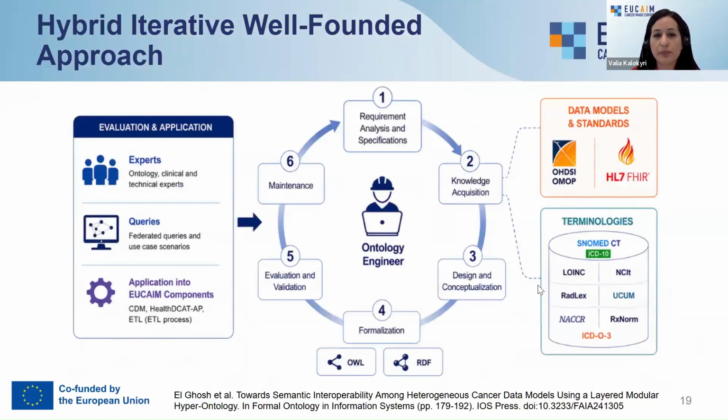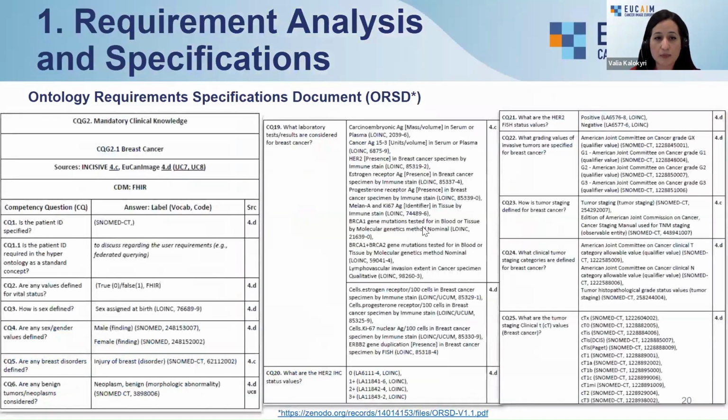Now let's see how we actually built that ontology. As we said, we followed a hybrid iterative approach. You see here the steps. First, requirement analysis and specifications, what we always do in software engineering. Second, knowledge acquisition. Third, the design and conceptualization of the ontology. Fourth, formalize it using OWL. Then evaluate and validate our ontology. And finally, the maintenance. And this is a cycle that keeps happening.